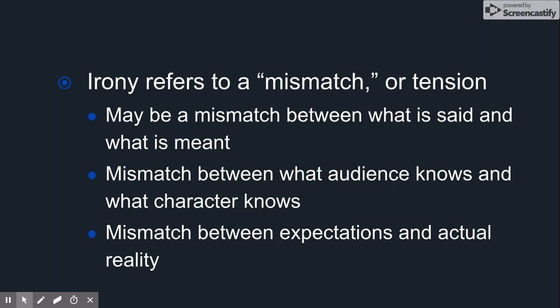Irony refers to a mismatch or a tension in the text. Now, it could be a number of different types of mismatches. The first one is a mismatch between what's said and what is meant. The second is a mismatch between what the audience knows and what the character knows. And the last mismatch is a mismatch between expectations and actual reality.